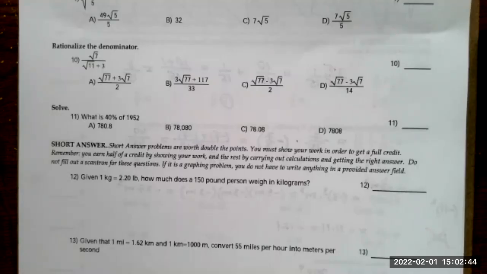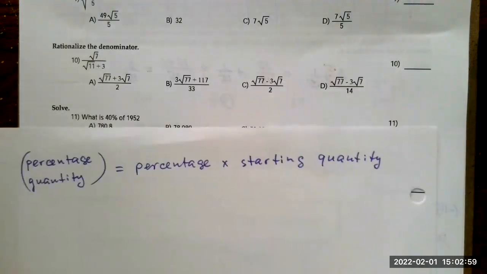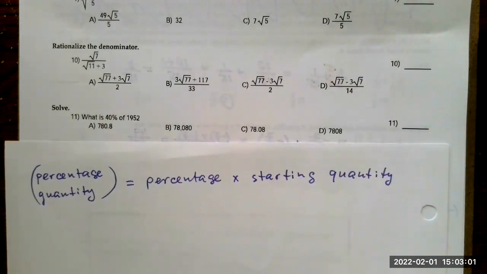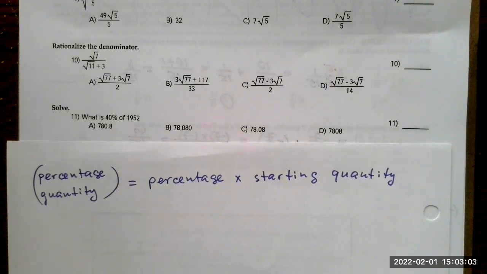Okay, guys, so let's approach number 11. Number 11 is asking, what is 40% of 1,952? Okay, so I want you to present with this formula. I mean, there's two ways that you can approach it.